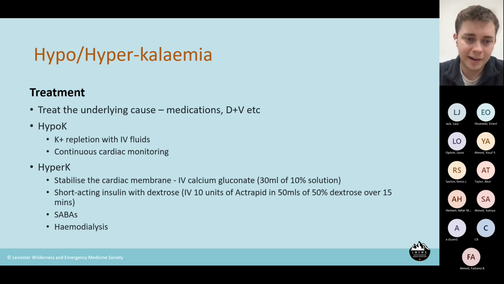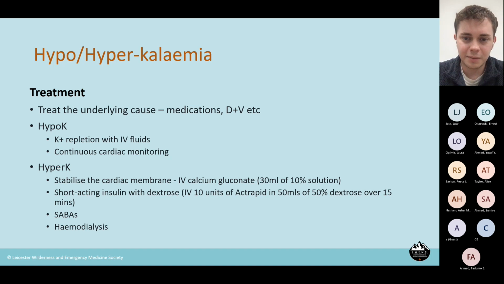And then with hyperkalemia, you want to stabilize the cardiac membrane first. That's done with IV calcium gluconate, and that ensures the heart isn't going to be further affected, essentially. You put them on continuous cardiac monitoring, and you should see the ECG begin to improve within 5 minutes of giving the calcium gluconate. It helps to stop the effect of the high potassium on the cardiac membrane.